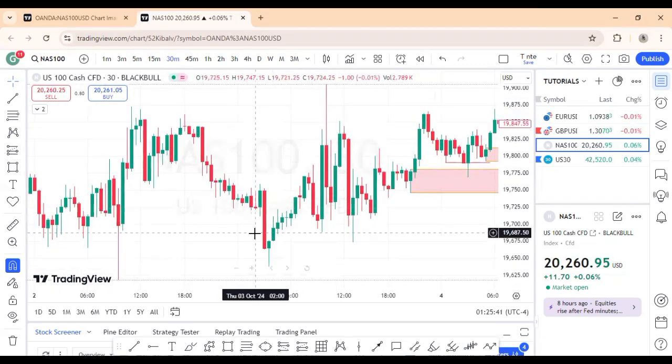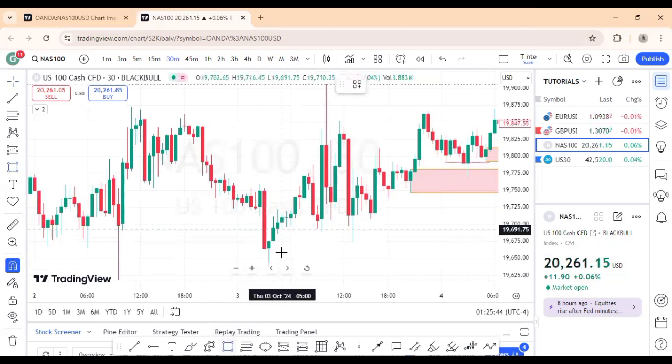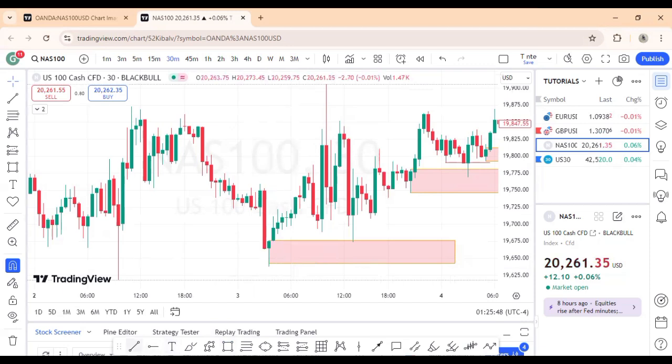So look at this example as well. Look at this one. Can you see this order block here? Can you see the same thing happens there? An inducement just here.